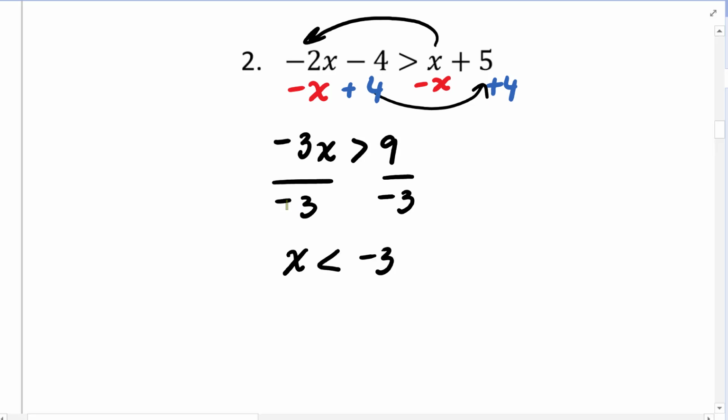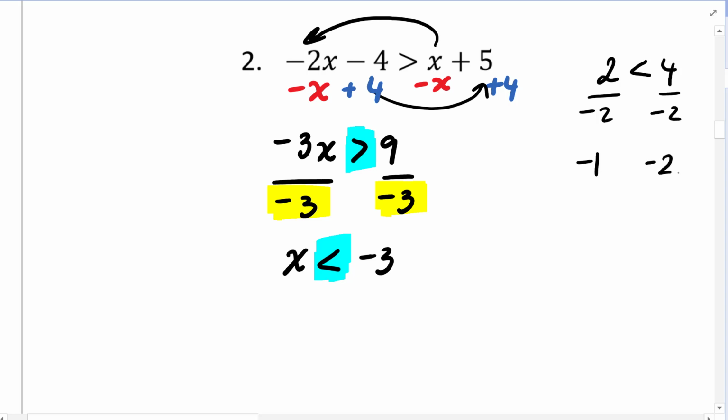When we divide by a negative number, we have to switch the sign of the inequality. Let me explain why. For example, if you have 2 is less than 4, we all agree with that. If I divide both numbers by negative 2, I get negative 1 compared with negative 2. But I know that negative 1 is greater than negative 2. So in order for the inequality to stay true and correct, we have to switch the sign of the inequality. So going back to our problem, we got x less than negative 3.